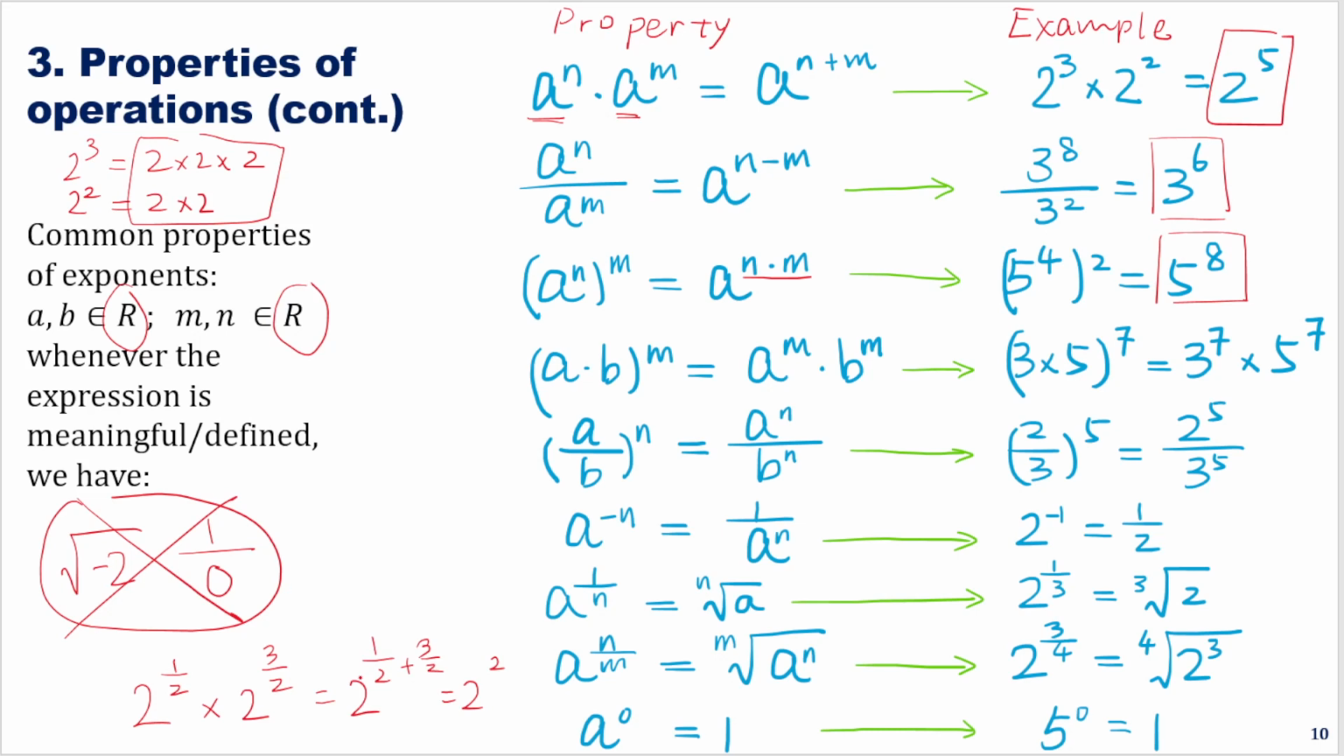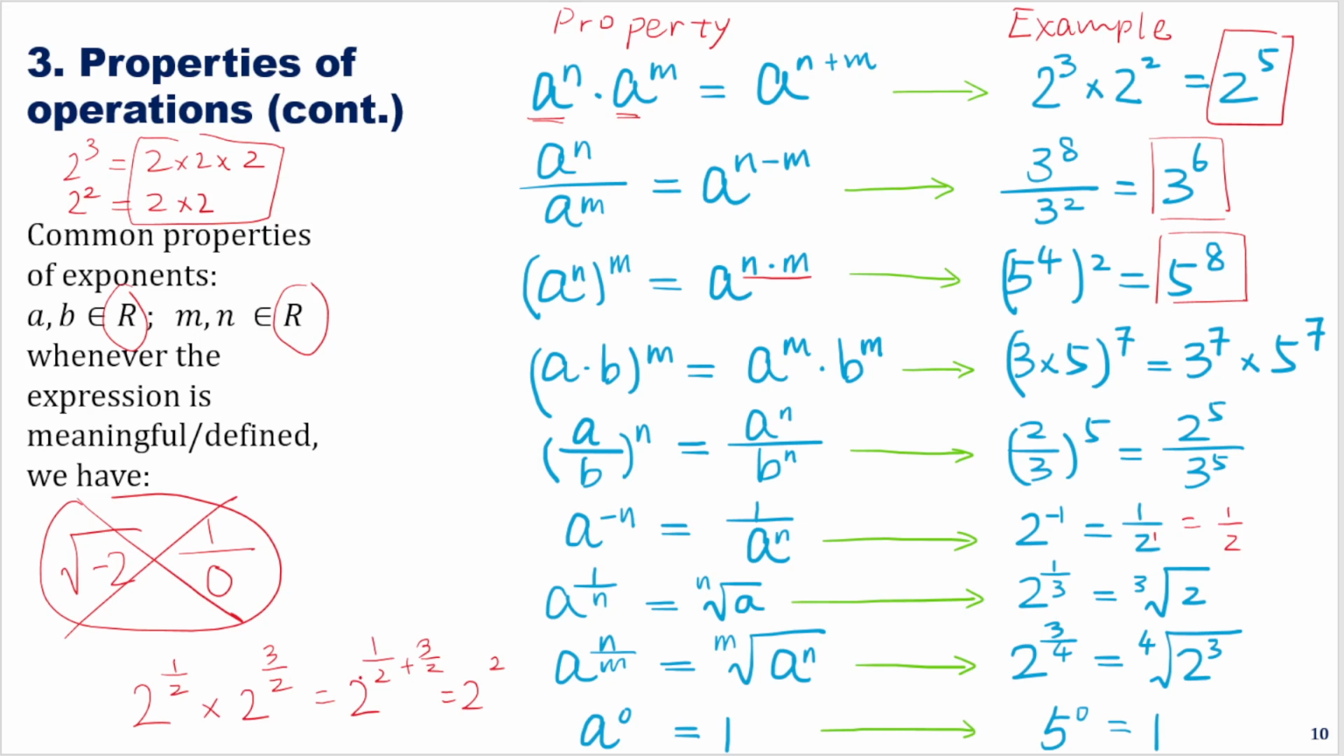And next, a to the power of negative n is simply the reciprocal of a to the power of n. So that equals 1 over a to the power of n. For example, 2 to the power of negative 1 is actually 1 over 2 to the power of 1, which is 1 over 2, right?